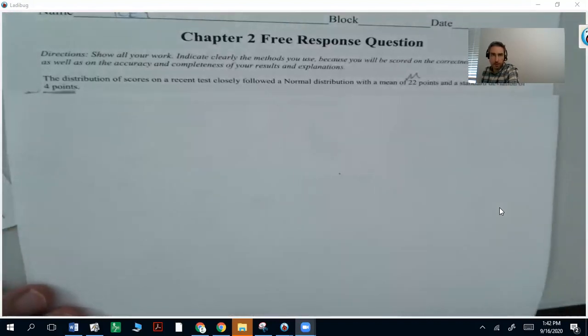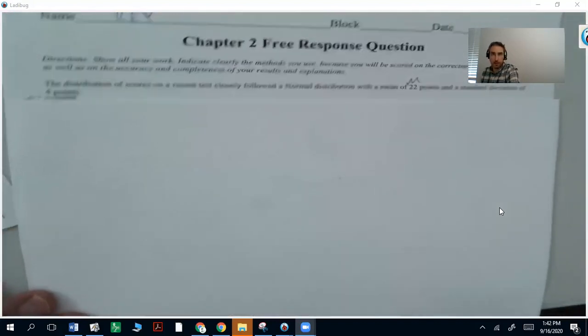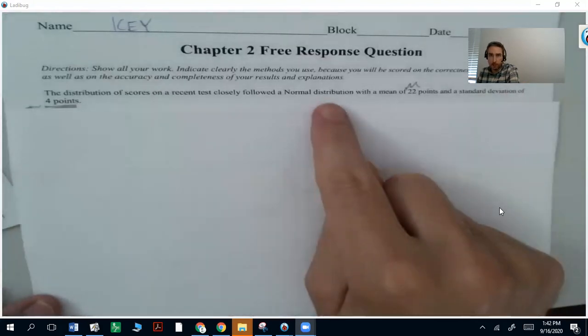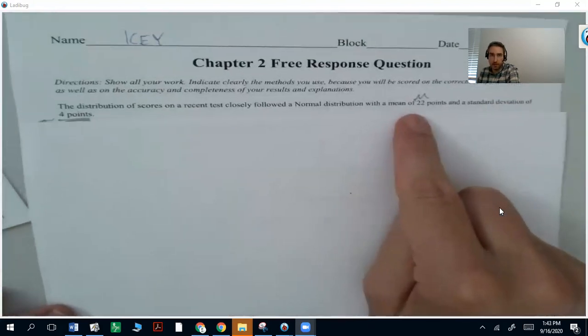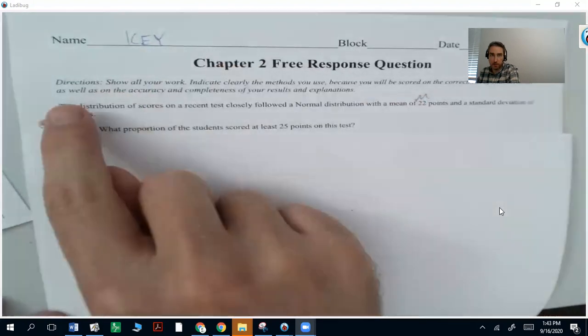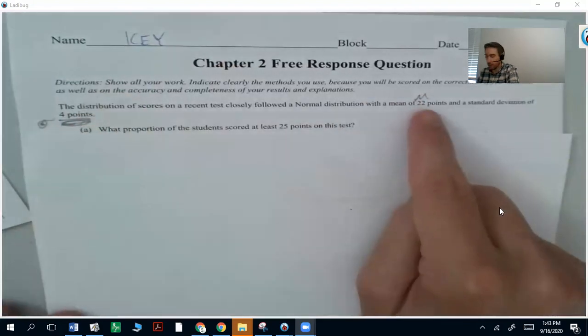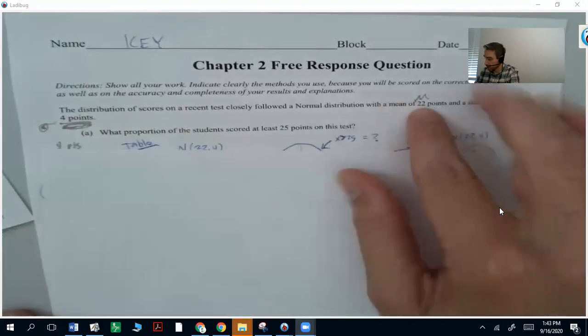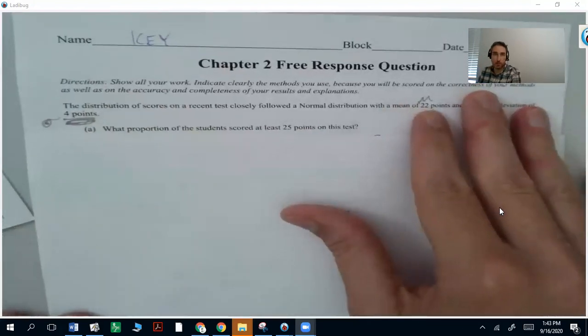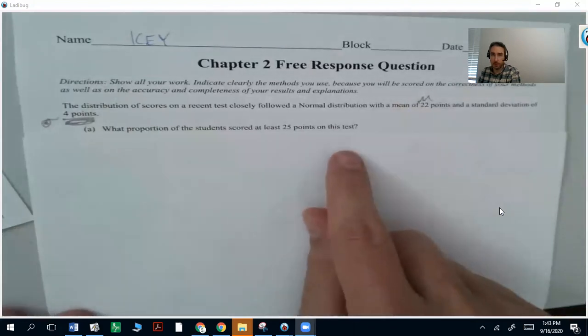The distribution of scores on a recent test closely followed a normal distribution with a mean of 22 and a standard deviation of 4 points. Excuse my scribbling, there's a standard deviation formula and mean notation. Question A says, what proportion of students scored at least 25 points on this test?